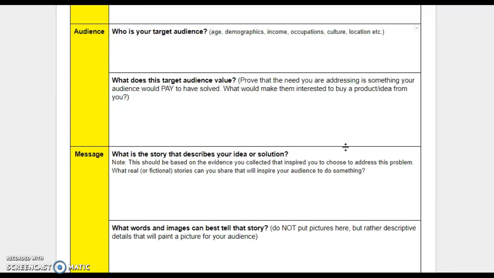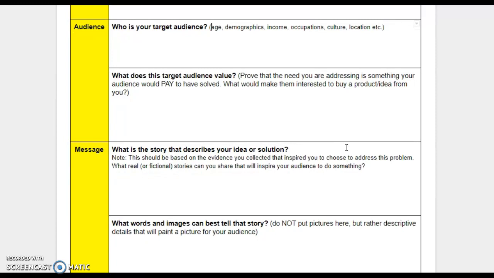Again, you need to prove that your target audience is going to value what it is that you are bringing to them and what it's going to do for their lives, because that's the only way you're going to be able to prove that they would pay to have their problem solved. So consider that when you are writing that. Again, you're looking for several sentences, lots of in-text citations, things along those lines.